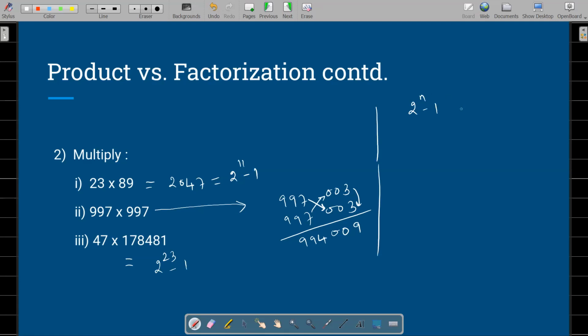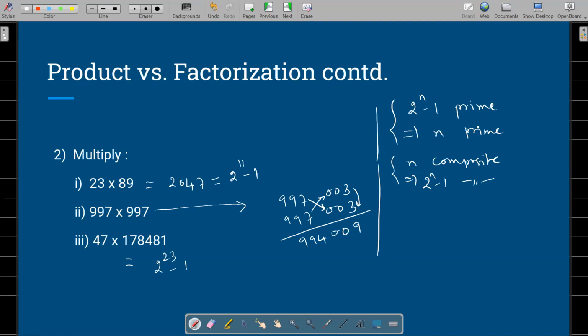If this is prime, then that implies n must be prime. In other words, I'll say the same statement in different language: if n is a composite number, then that implies 2 raised to n minus 1 is also composite.